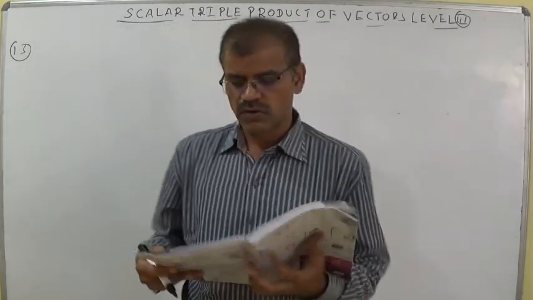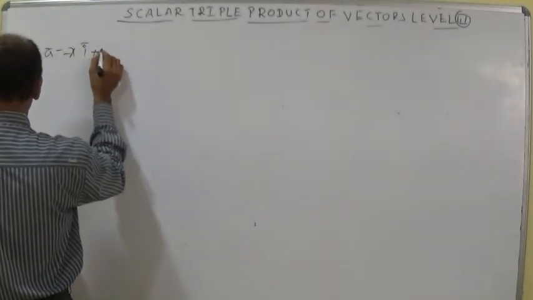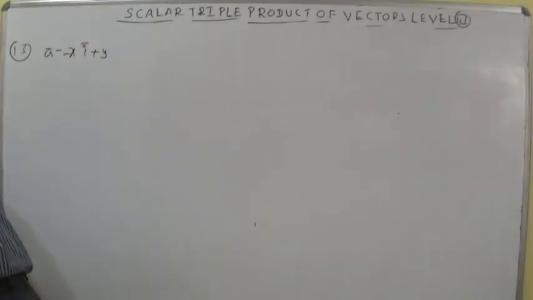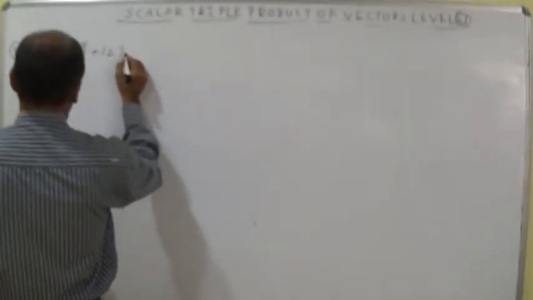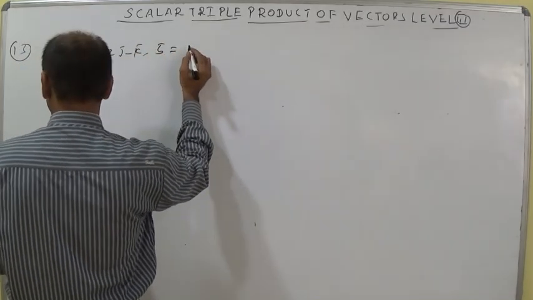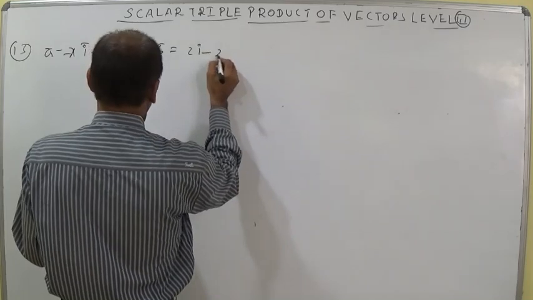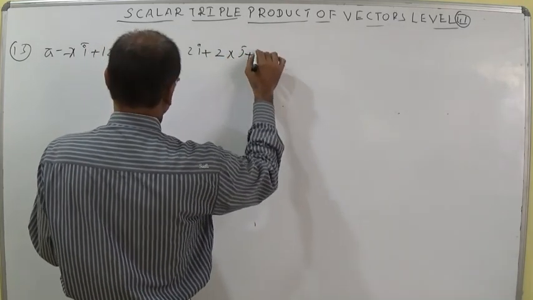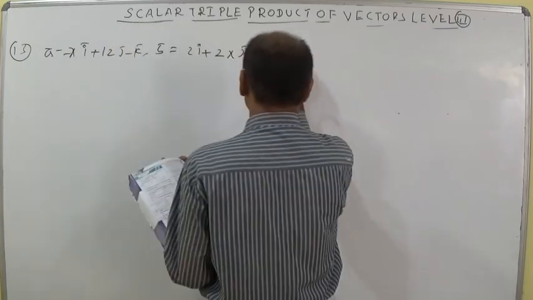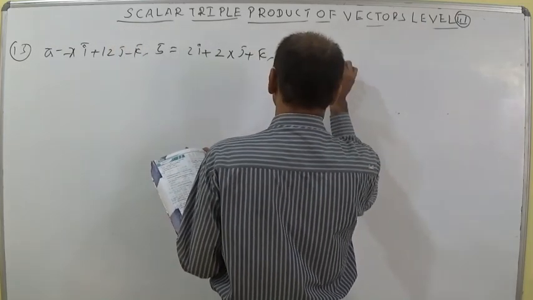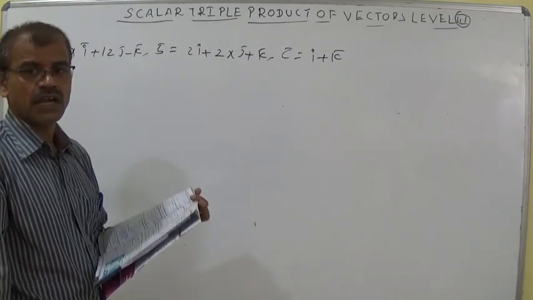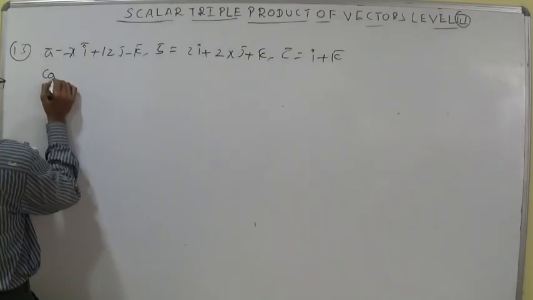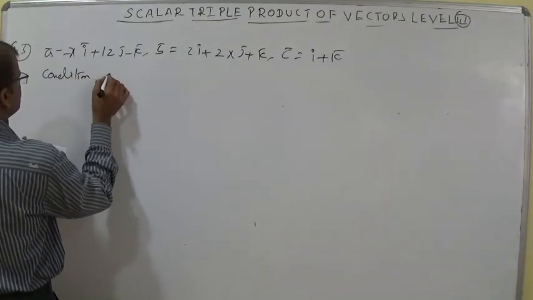13th question. A bar is equal to xi plus 12j minus k, and b bar is equal to 2i plus 2xj plus k, and c bar is given as i bar plus k bar. Given that a, b, c form a right-handed system, find the condition on x.